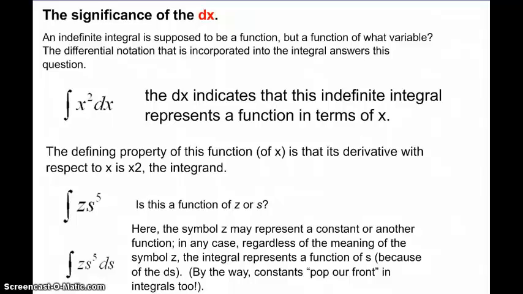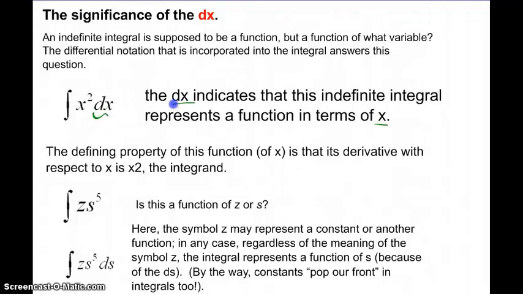Let's illustrate the significance of dx, the "with respect to" variable. An indefinite integral is supposed to be a function, but a function of what variable? The differential notation, the dx, which is incorporated into the indefinite integral notation, answers that question for us. The dx indicates that this indefinite integral represents a function in terms of x.